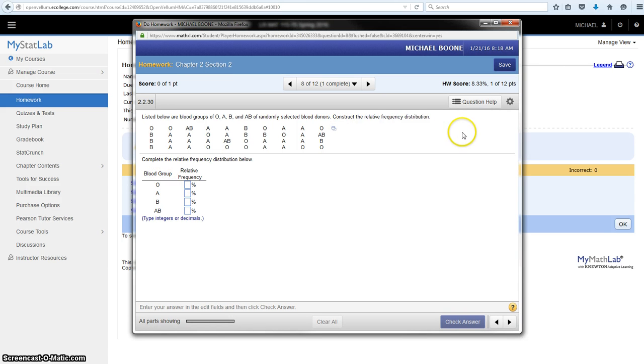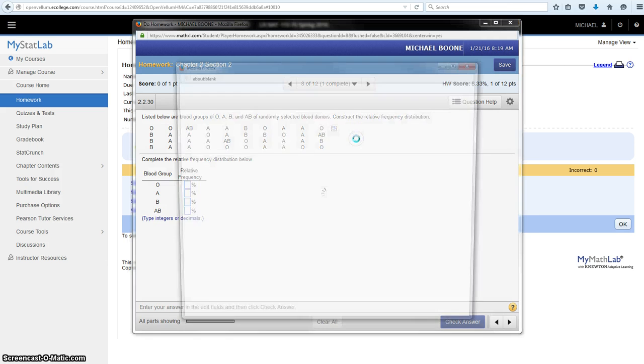So if we wanted to make a relative frequency distribution, so frequency is just a count, relative frequency, that's when we're looking at percentages. You don't actually have to count all these up. Let's have StatCrunch do that for us. So whenever you see this little icon, we can open up that data in StatCrunch.